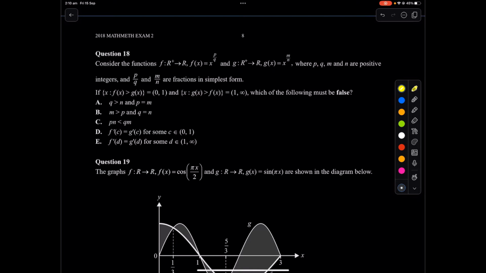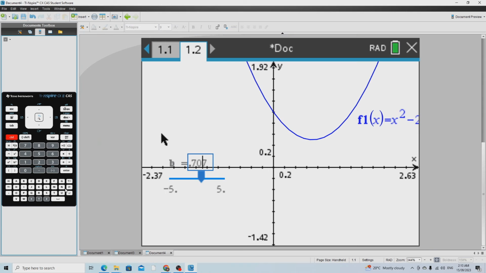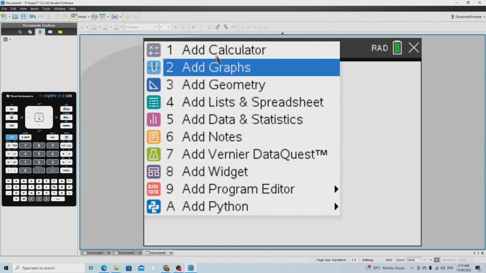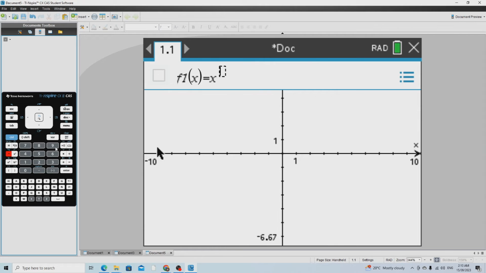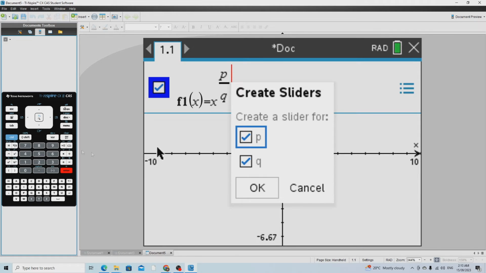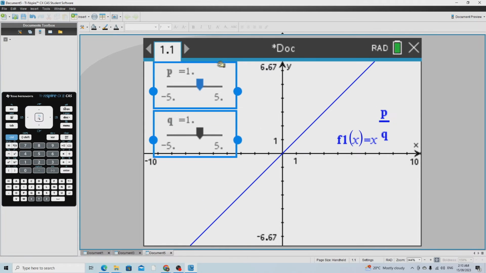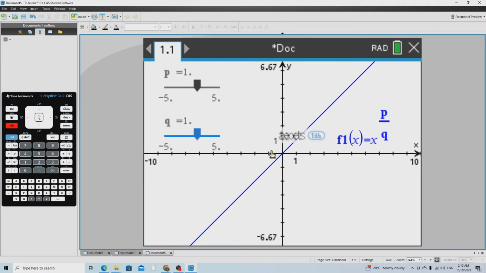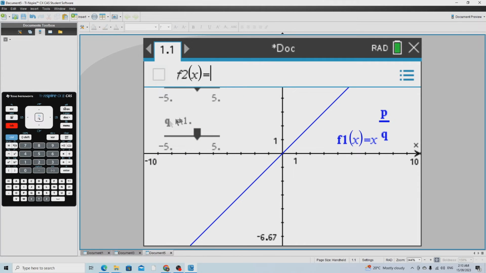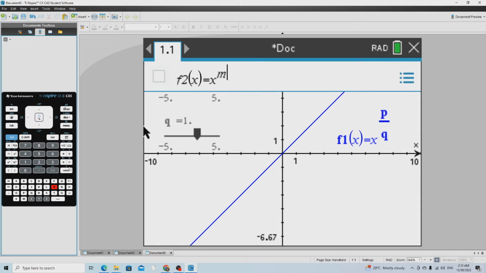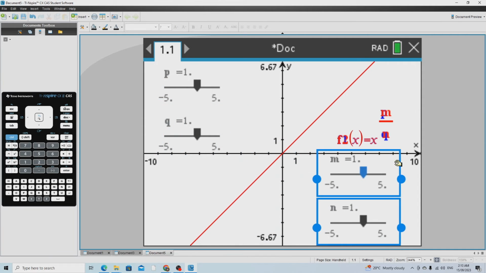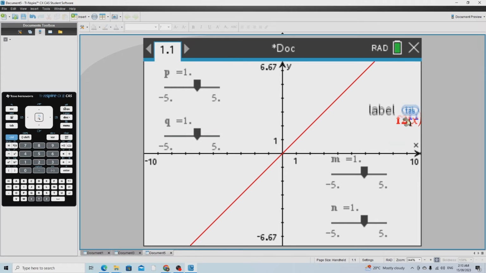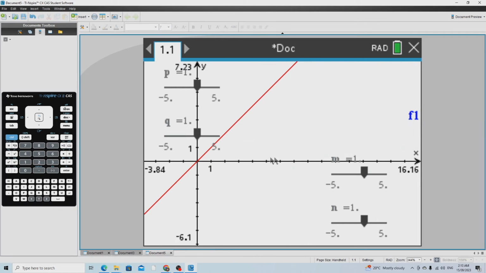I'm going to do this by calculator. There is no way I'm touching this by hand. So let's say x to the power of p over q. Let's draw that. Let's put some sliders over here. The next sliders, x to the power of m over n. Okay, we have these. And let's just move these away.